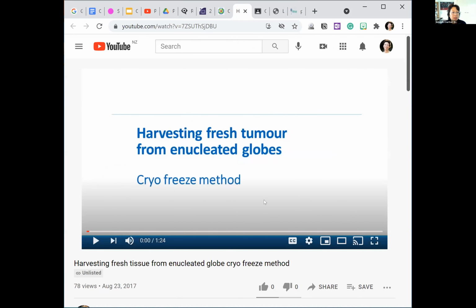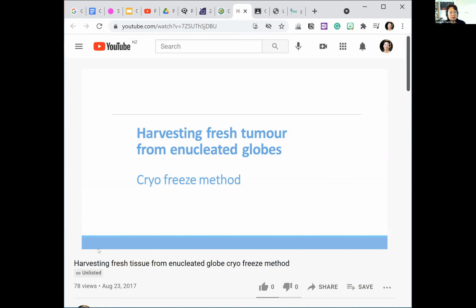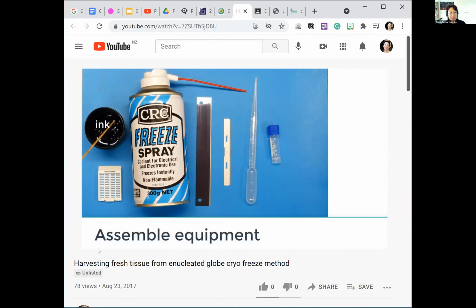Harvesting fresh tumor from enucleated globes. I'll just mute that and talk over the top. Okay, this is how we do it in the laboratory.